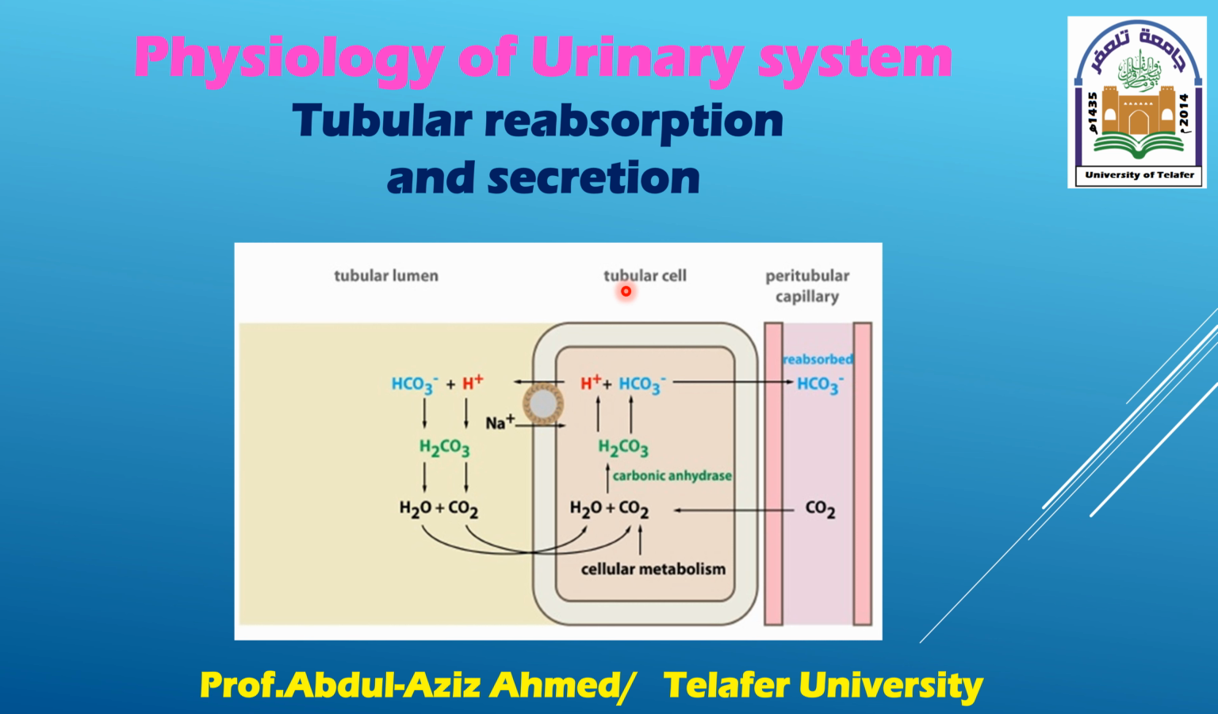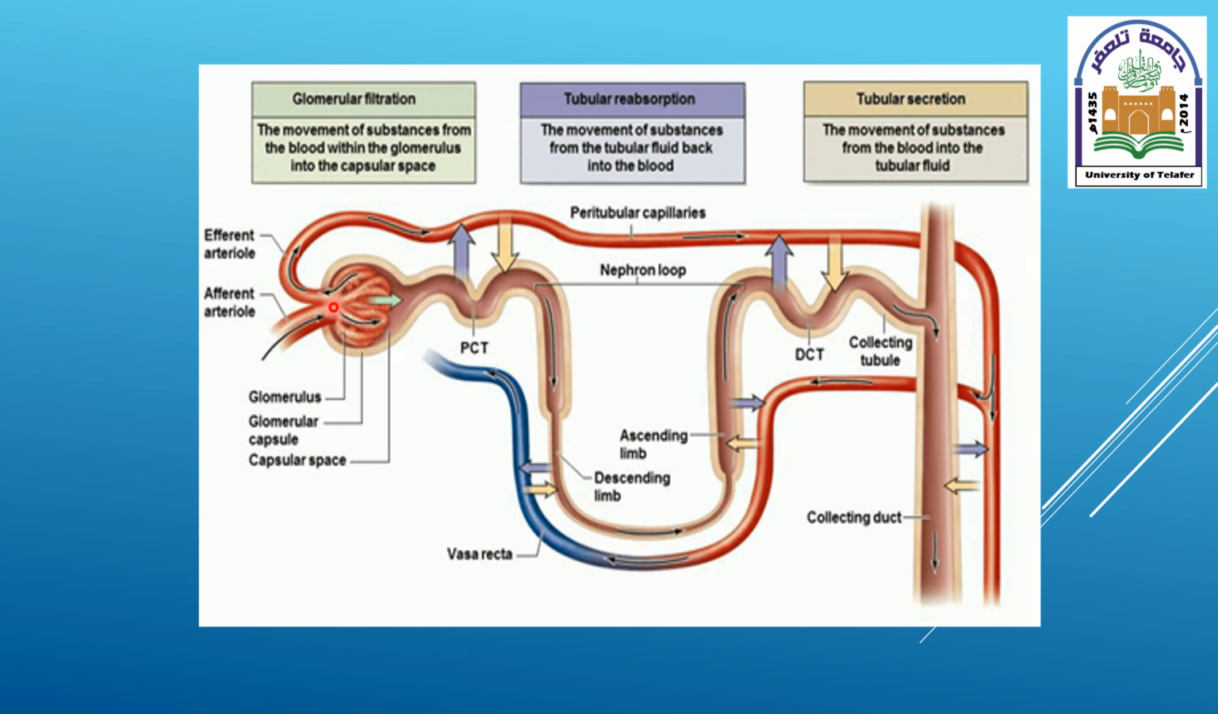Today we shall continue our discussion about the physiology of the urinary system and start with tubular reabsorption and secretion. As I mentioned in the previous lectures, urine formation, which is one of the most important functions of the kidney, depends on three main steps: glomerular filtration, which we discussed in the last lecture, tubular reabsorption, and secretion. We shall discuss them now.